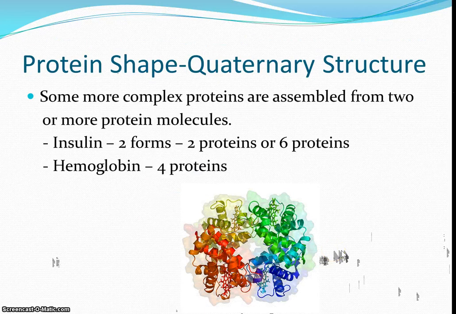And the last one is quaternary structure, and this is where you can have multiples of the tertiaries that interact with one another. So it doesn't have to be just one long chain of amino acids that makes one protein. It could be 4 separate chains of amino acids that fold into primary, secondary, and tertiary, and then they interact with one another to make the quaternary. For instance, insulin has 2 different forms. Hemoglobin has 4 proteins that are going to interact. So you see 1, 2, 3, and 4 are going to interact to be hemoglobin.